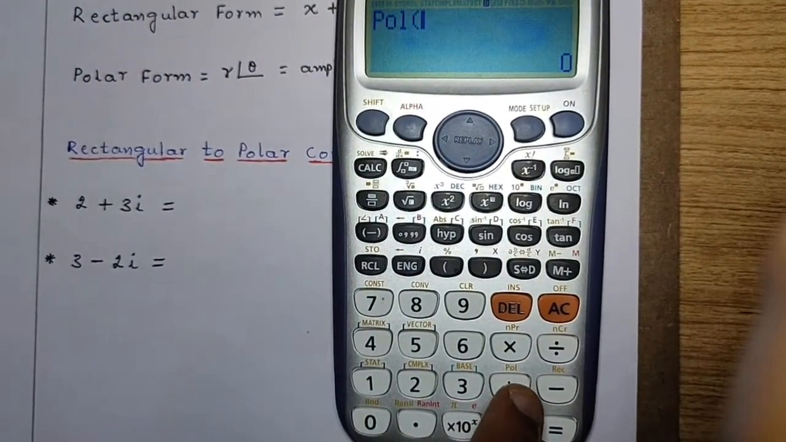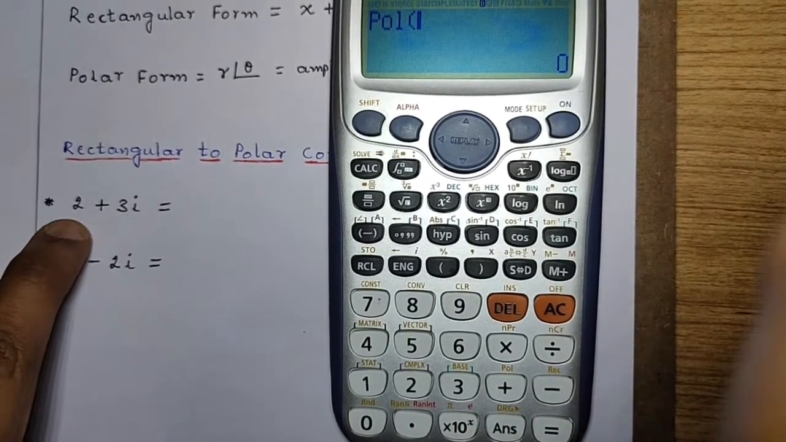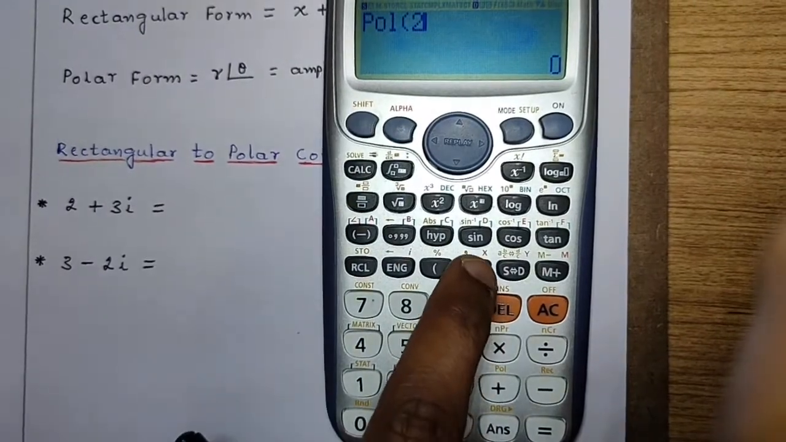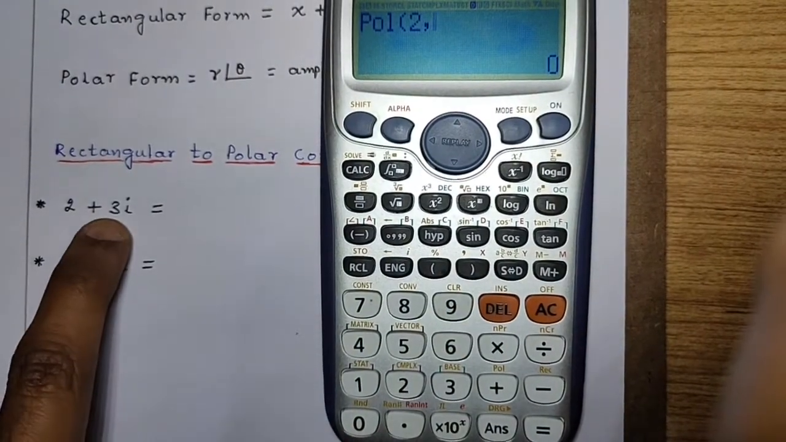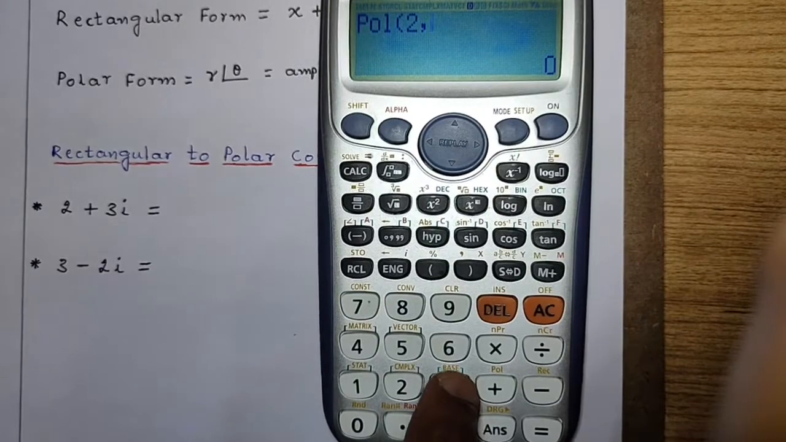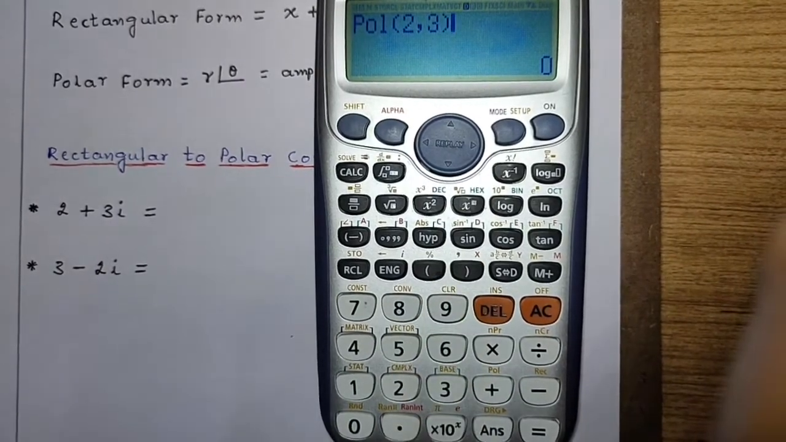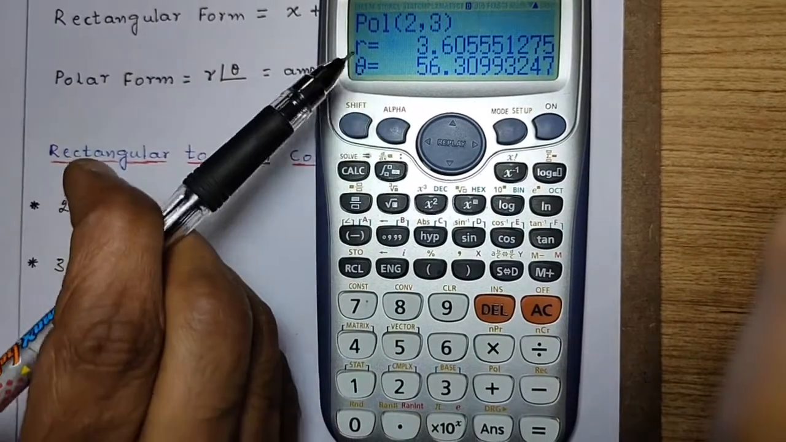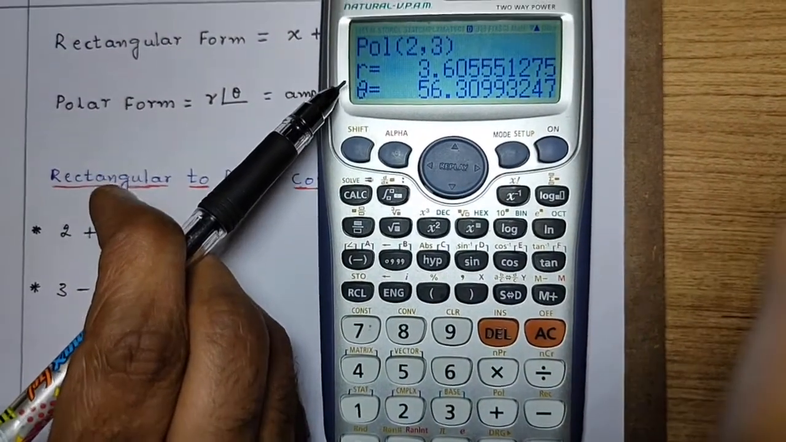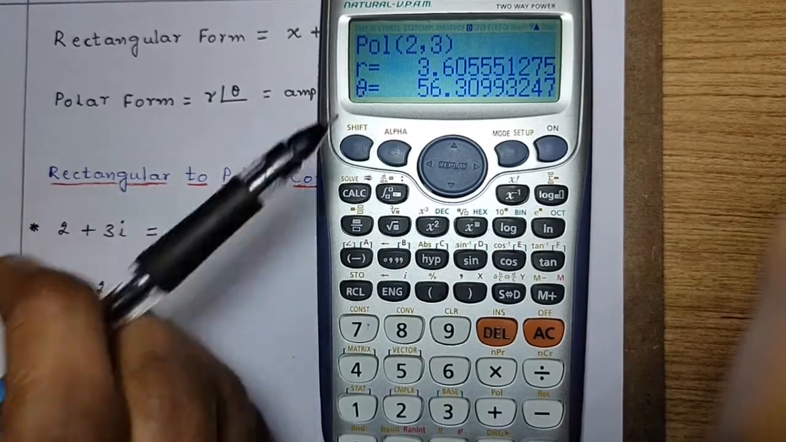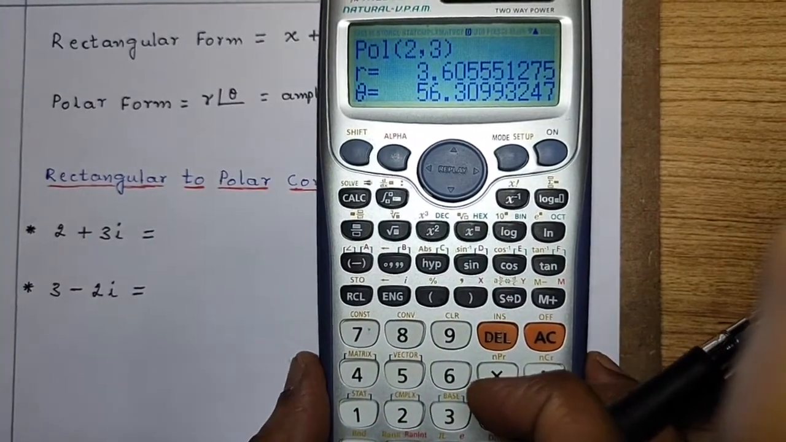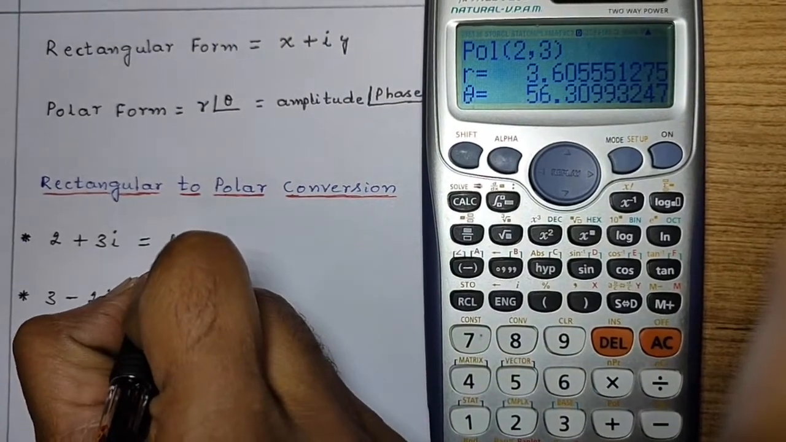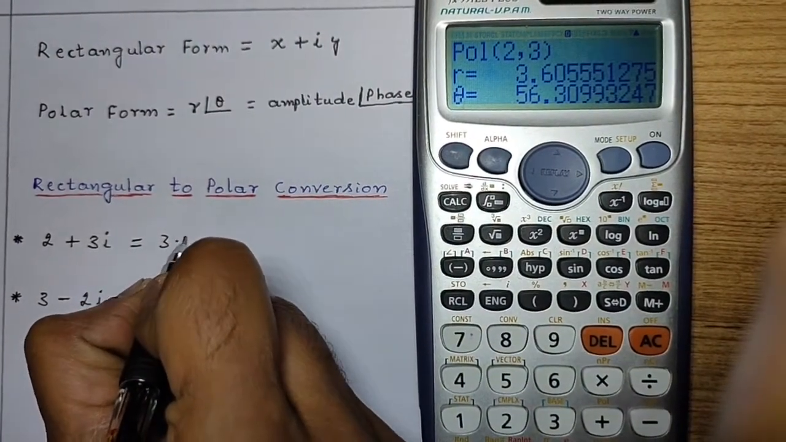We can observe polar representation. Then type the first part, that is 2, then comma, the second, that is the complex part, 3, close the bracket, press equals. So we are going to get r as well as the theta values. So r is 3.6055 and theta is 56.3099. Now let us write down those values.